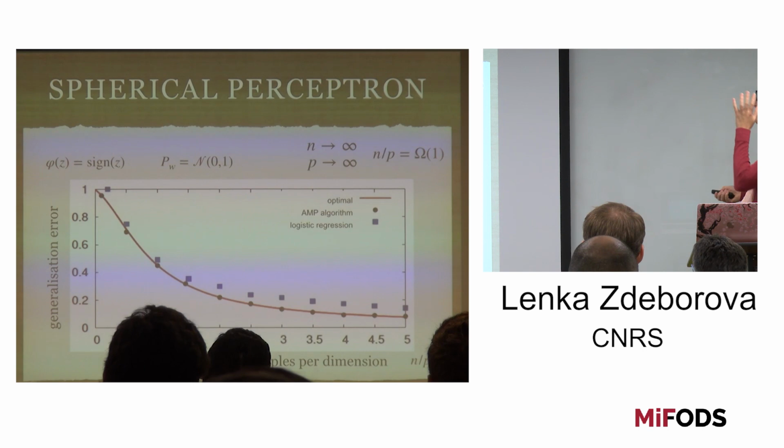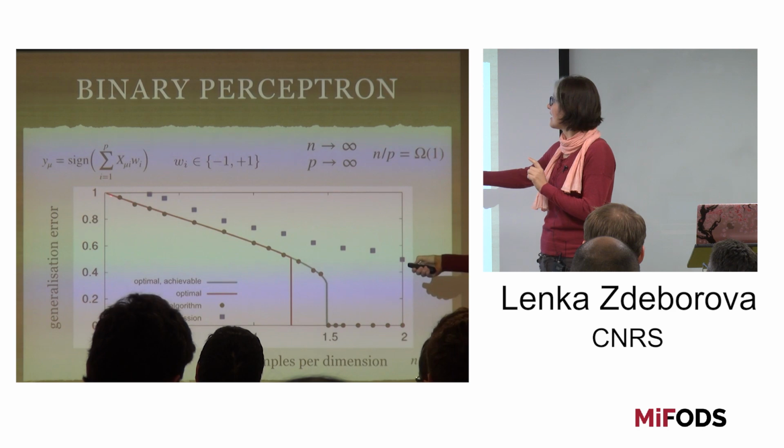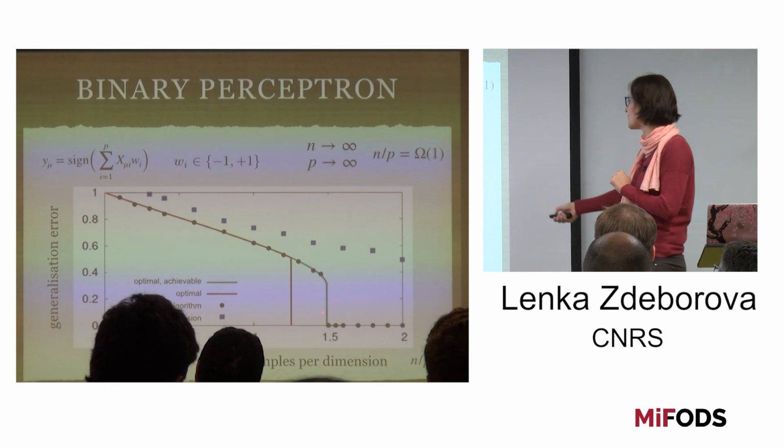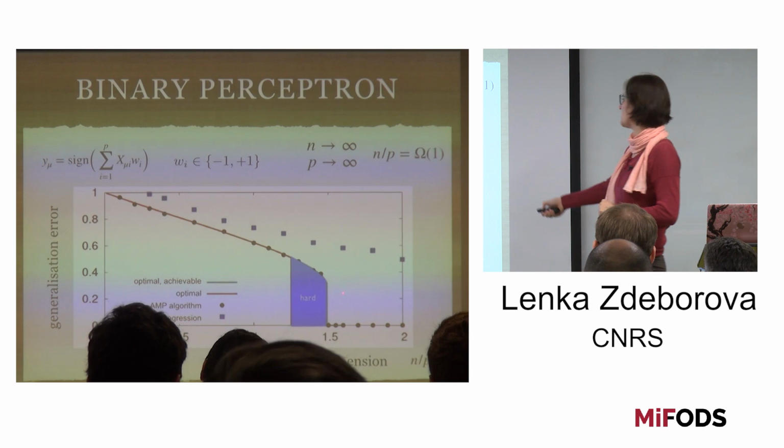So now, back to the binary case. Nothing changes here except that the teacher weights now are binary. But again, the algorithm knows that they are binary, and is able to use that, but not quite perfectly. Right? The red line is the optimum, and the algorithm follows the green line, the approximate message passing algorithm. And there is this, not very big, but there is this hard phase.